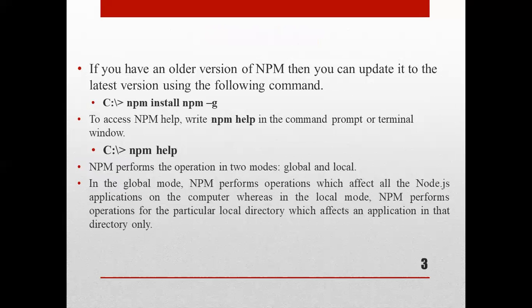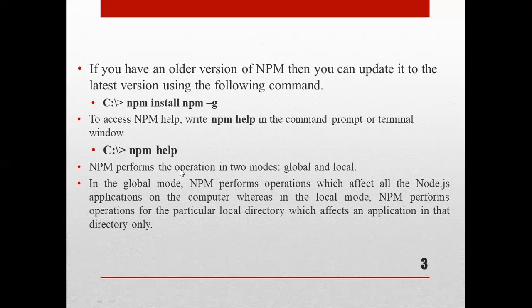If we have an older version of npm, then we can update it to the latest version using a command. Here you can see the command: npm install npm -g. Here -g is for global. To access npm help, one command is there, that is npm help. Through this command we can get the npm help.